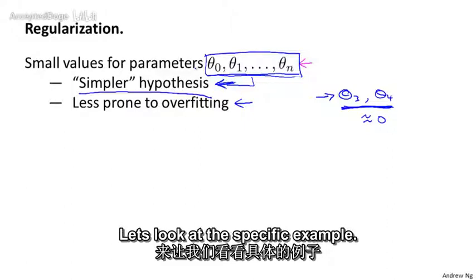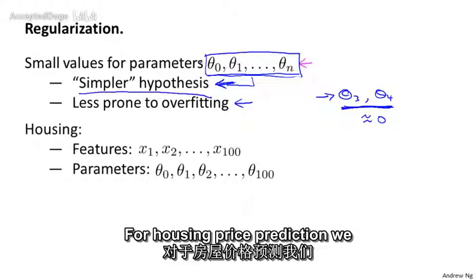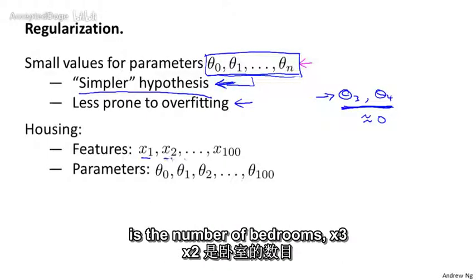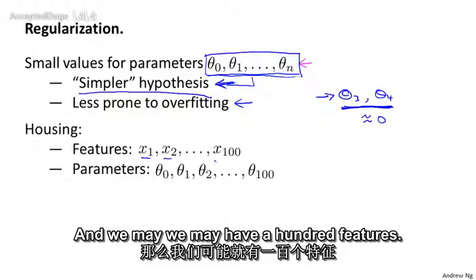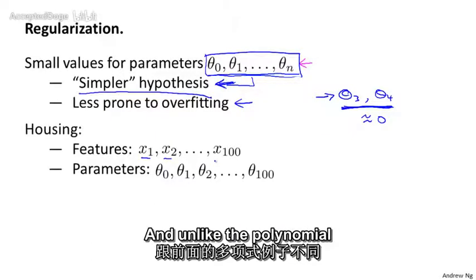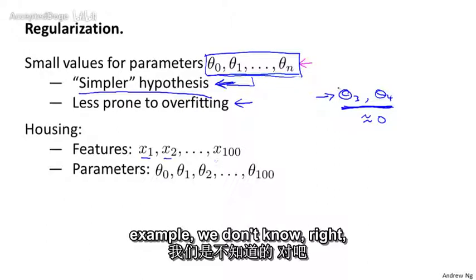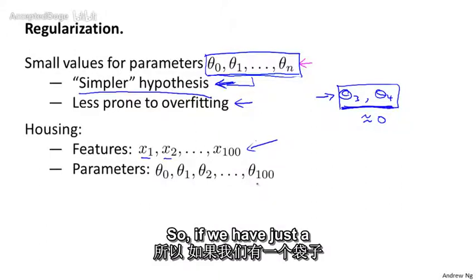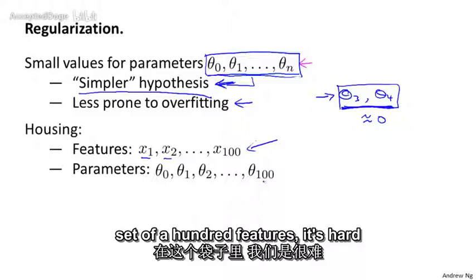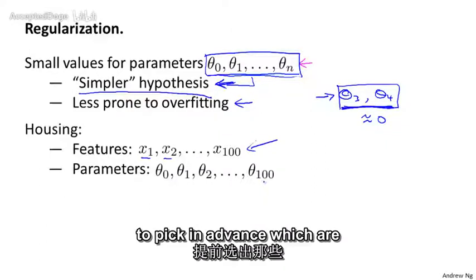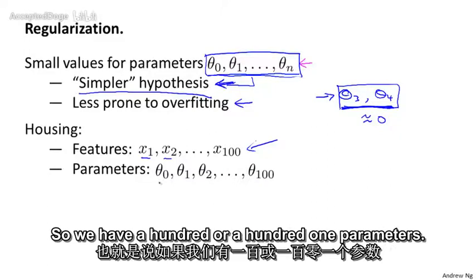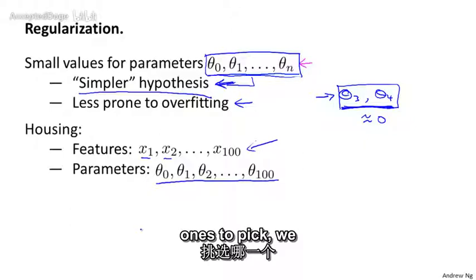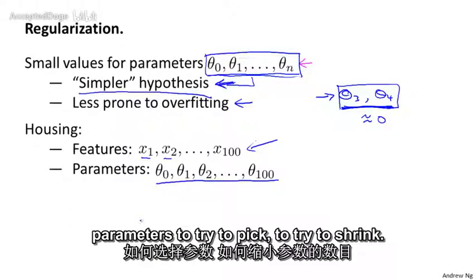Let's look at a specific example. For housing price prediction, we may have the 100 features that we talked about, where maybe x1 is the size, x2 is the number of bedrooms, x3 is the number of floors, and so on. Unlike the polynomial example, we don't know which ones are the high-order polynomial terms. So if we have just a set of 100 features, it's hard to pick in advance which are the ones that are less likely to be relevant. So we have 100 or 101 parameters, and we don't know which parameters to pick to try to shrink.